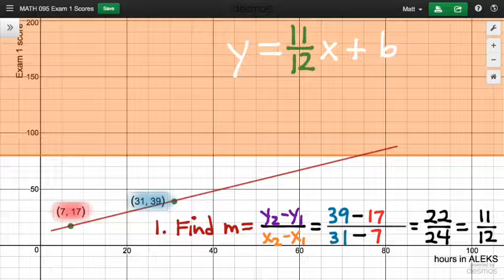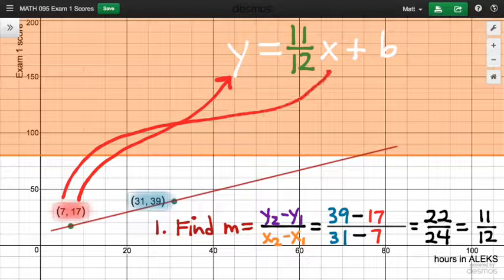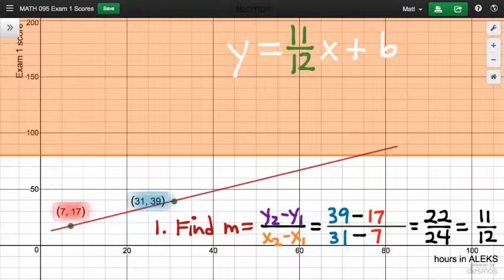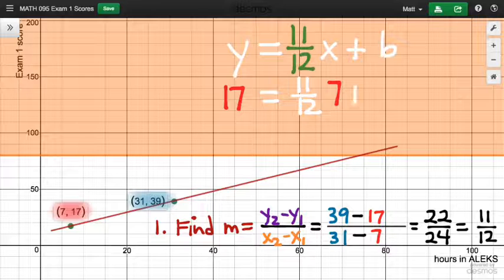Now I need to find my value for b. And finding my value for b is going to require me to substitute for x and y the coordinates of any one of the 2 points that we started with. We get a choice, so I tend to like to choose the example that has smaller or easier to work with numbers. So if I were to do that, I would plug 17 in for my y and 7 in for my x. Let's do that. So then I end up with 17 equals 11/12 times 7 plus b. And so I just need to solve for b.